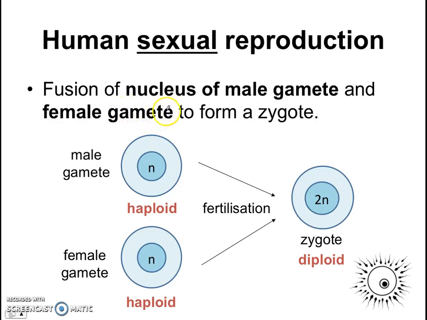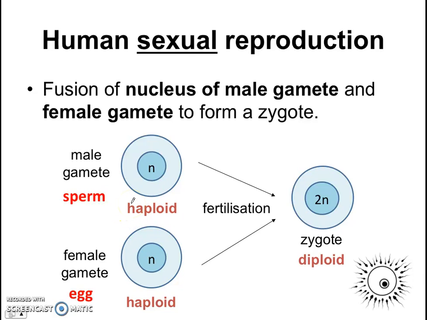And more specifically, it involves the fusion of the nucleus of the male gamete, which contains a haploid number of chromosomes, and the nucleus of a female gamete, which contains a haploid number of chromosomes, and they fuse together to form a zygote, which then has a diploid number of chromosomes. Diploid meaning 2 sets of chromosomes. And this process of fusing together is known as fertilization. Right, so in humans, the male gamete, of course, is the sperm, and the female gamete is the egg.